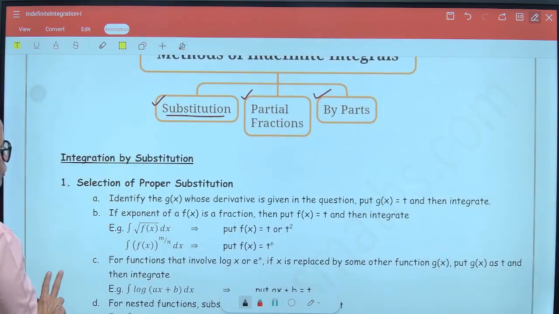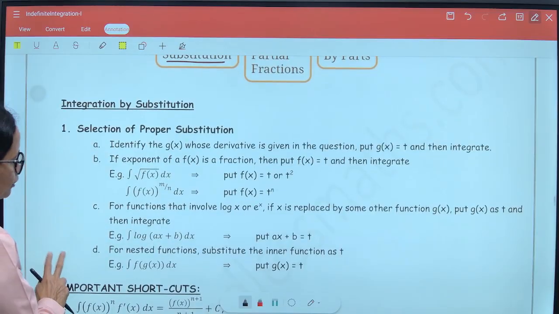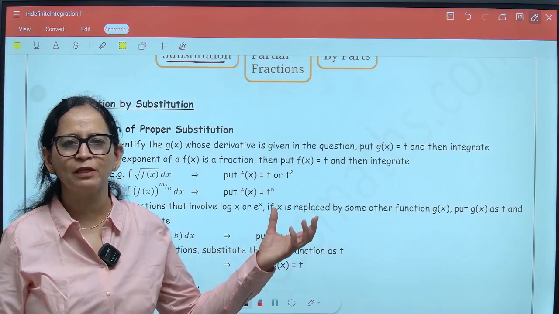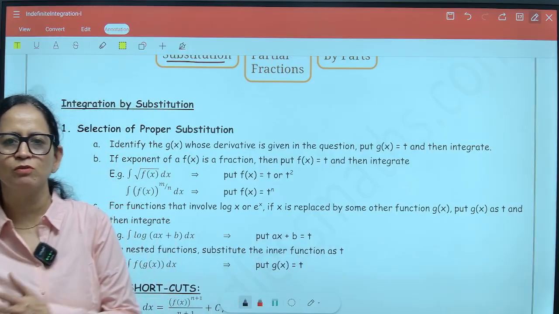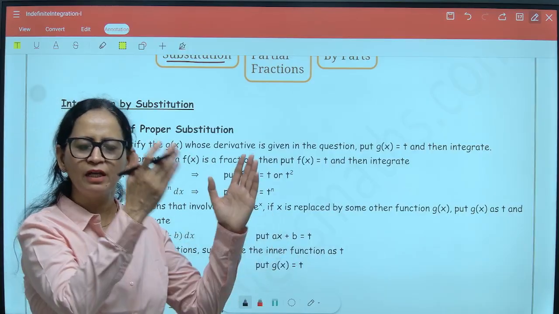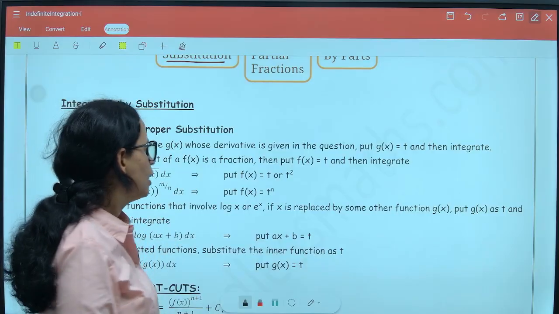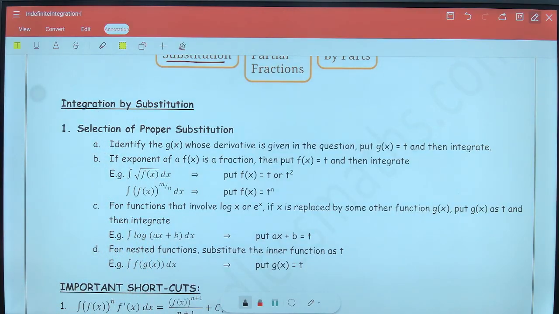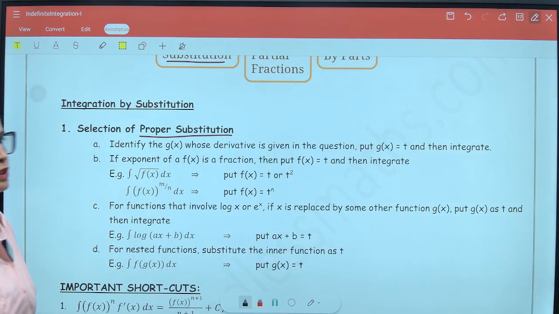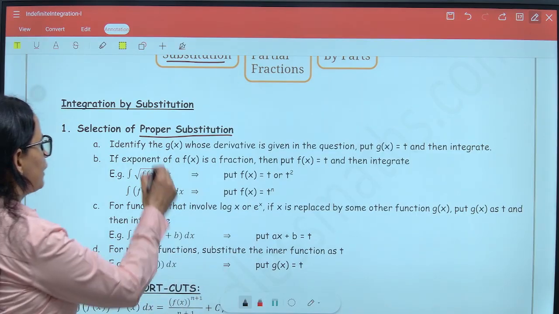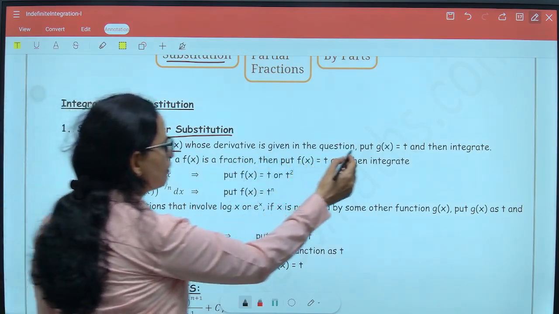First one is integration by substitution. Now here substitution means you substitute one expression with a new variable. For example, x square plus 2, let x square plus 2 equal to t, and then you simplify the original expression and then solve it. So it is very important that you select the proper function for substitution. So you need to identify it properly. Identify the function whose derivative is given in the question.